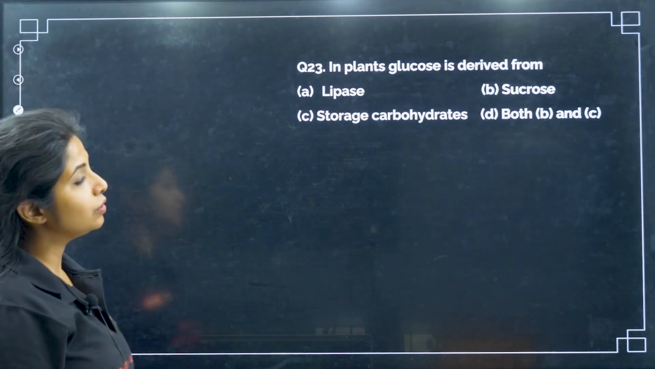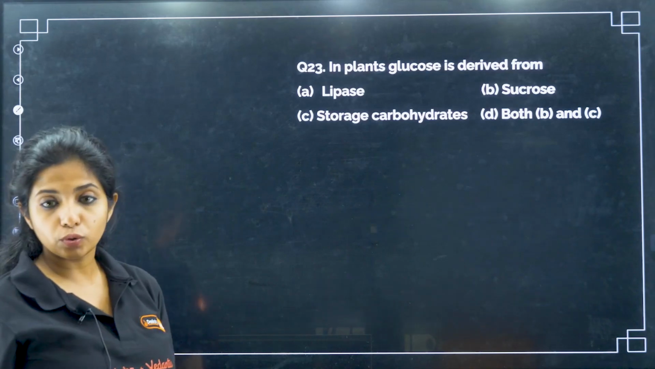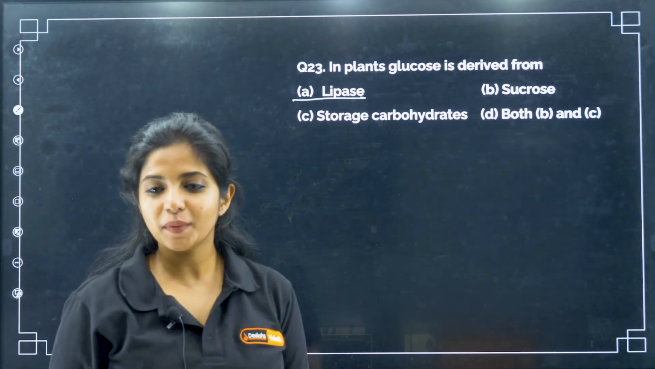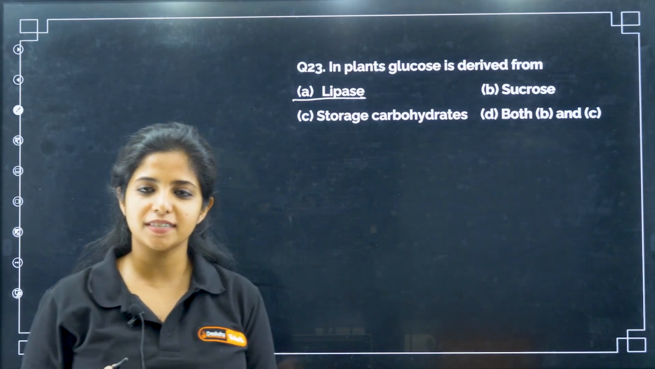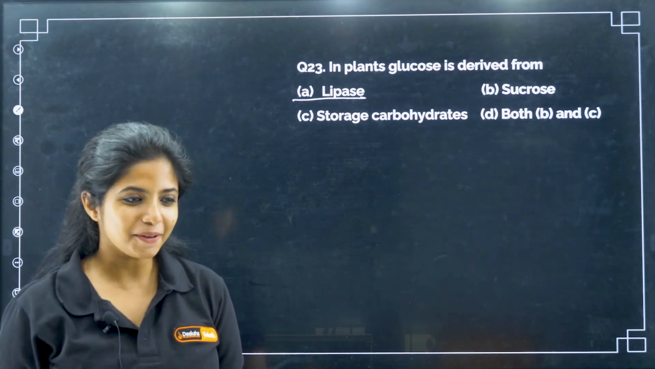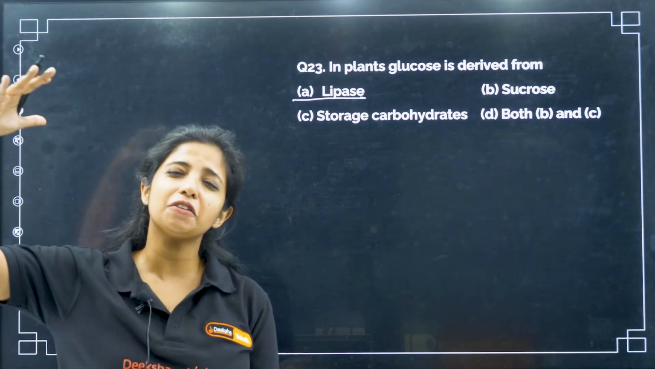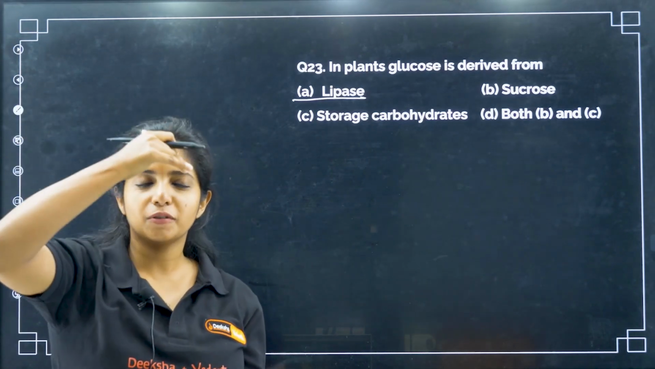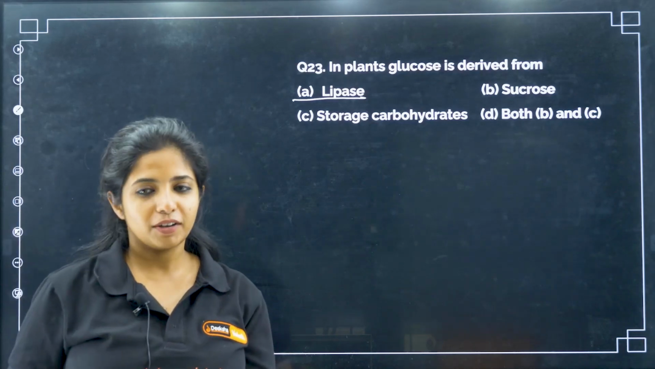Next, in plants, glucose is derived from, where do you get glucose? From lipase. Lipase basically is an enzyme that breaks down lipids, my dear children, and when you break down lipids, it's kind of rare to find glucose in there. You might find a lot of other things, and later if you go on dividing things again and again, probably you might get something out of it, but not exactly this.